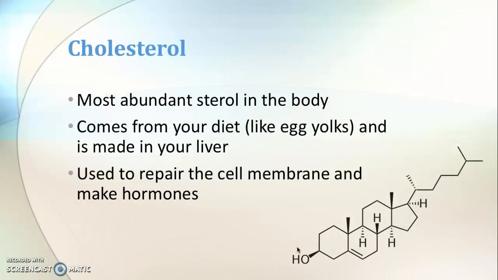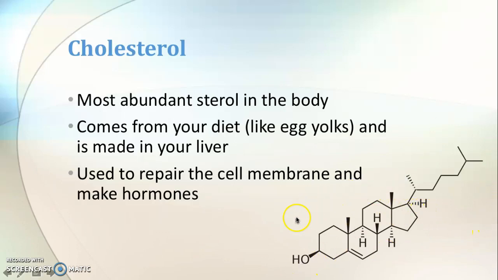So I want to zoom into cholesterol, because cholesterol we hear a lot about and we'll look at in detail next week. Cholesterol is the most abundant sterol within our body. We actually do need it, so it comes from our diet. You can get it from egg yolks, and it is processed and made within your liver. It's used to repair the cell membrane, so there are cholesterol molecules within the cell membrane, but also to make hormones.